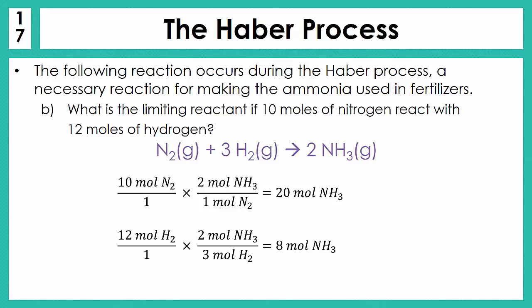So what these 2 calculations have told us is, if I started with 10 moles of nitrogen and I had plenty of hydrogen, I would make 20 moles of ammonia. If I started with 12 moles of hydrogen and had plenty of nitrogen, the most ammonia I could make would be 8 moles. So whenever I mix these 2 together, the most I can make is going to be 8 moles, and the hydrogen is my limiting reactant.